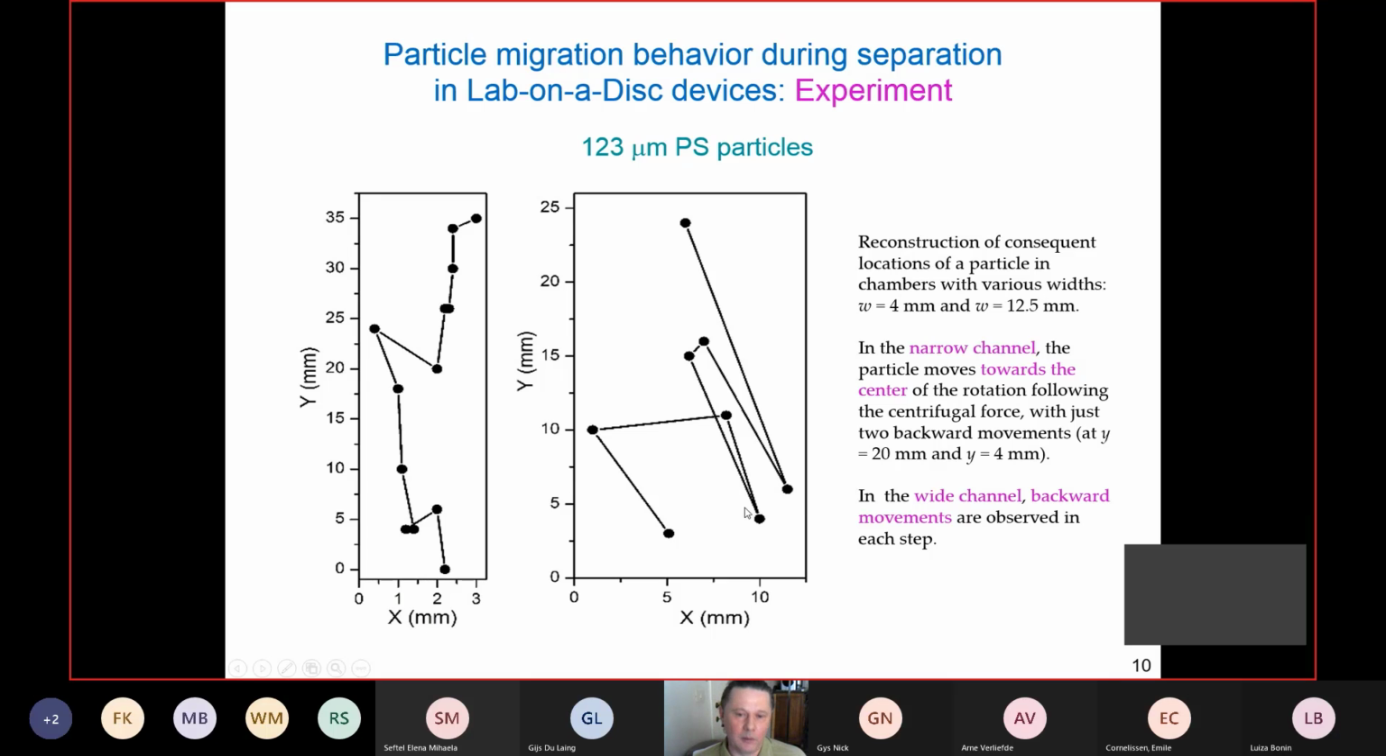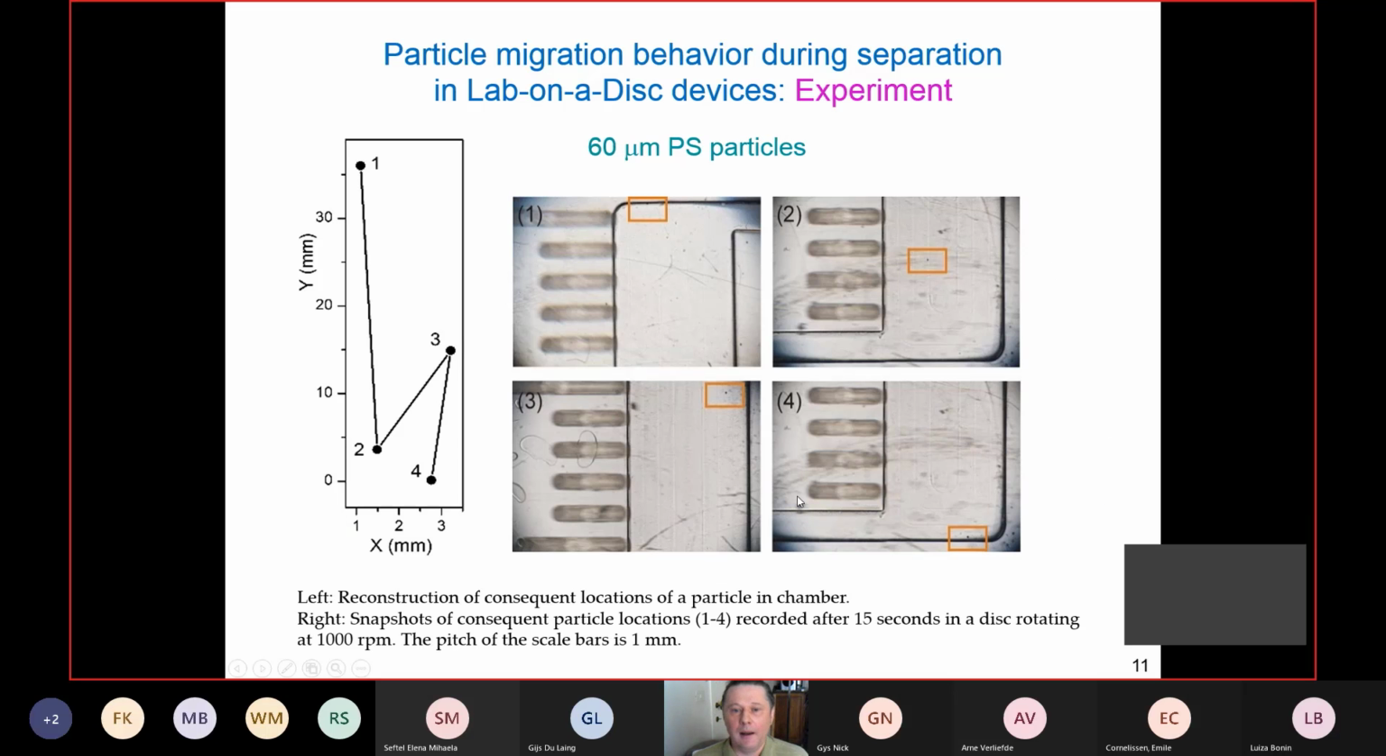We see that there is backward motion due to the combination of the Coriolis force, the Euler force, and the effect of boundaries. And in another experiment with 60 micrometer polystyrene particles, which are shown here, we see the same behavior. And again, we see this backwards motion close to the center of rotation, where the angle between the wall of the chamber and the radial direction is large, because here it's small and this is large.